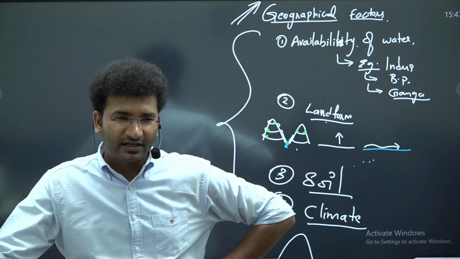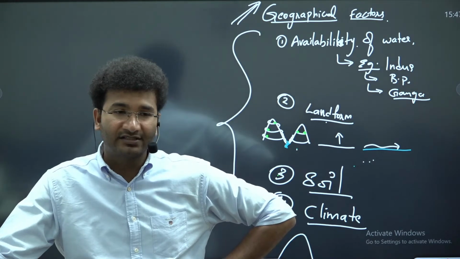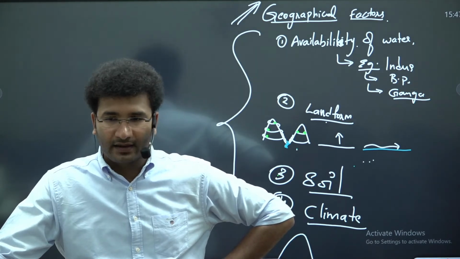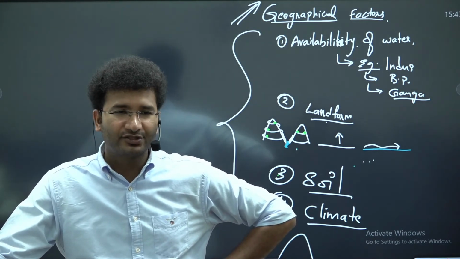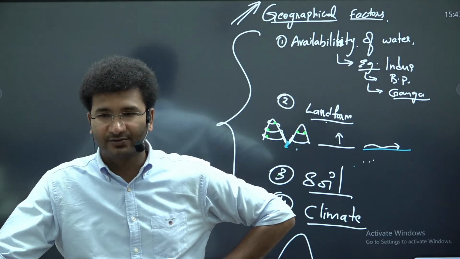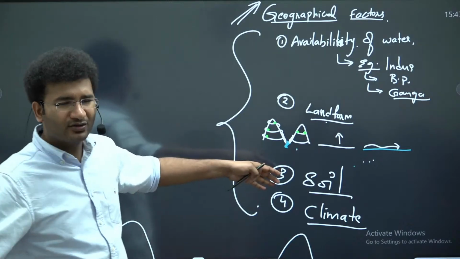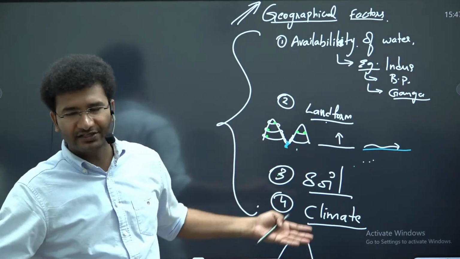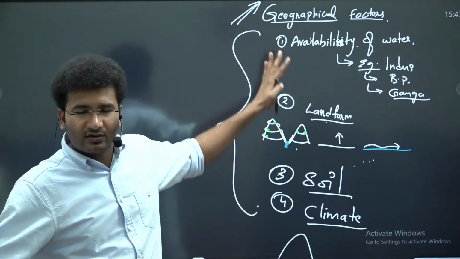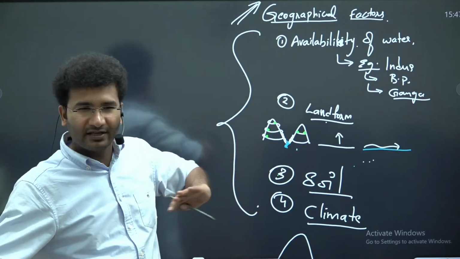Climate, if the climate is very harsh, the settlements are very difficult. ठीक है? And population distribution will be dispersed population distribution. It's like that. So broadly, soil also, fertile soil has good population density. Now, geographical factors play a vital role.